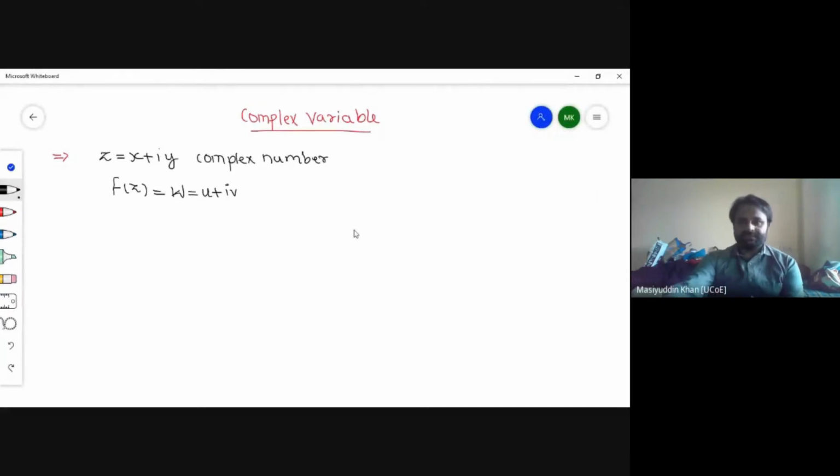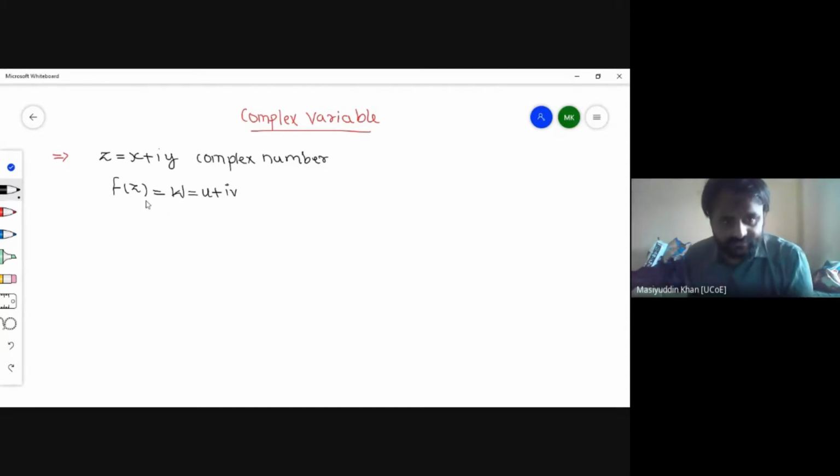Okay, so complex variable, always remember z is equal to x plus iy. z is equal to x plus iy is known as a complex number. And whenever we have to represent a complex variable, you must remember that f of z is equal to u plus iv, or w is equal to u plus iv.